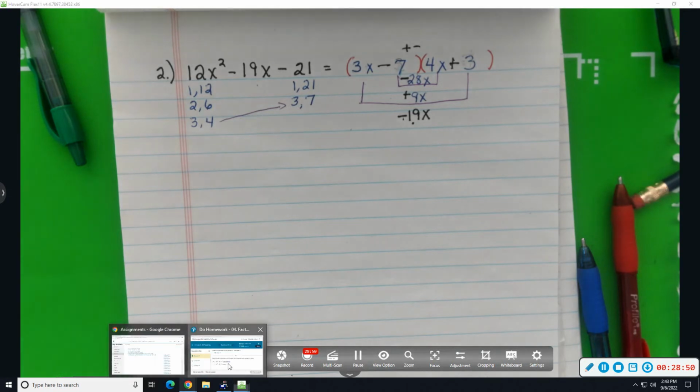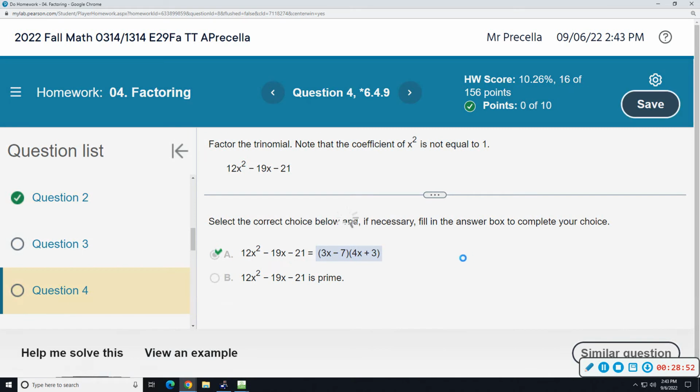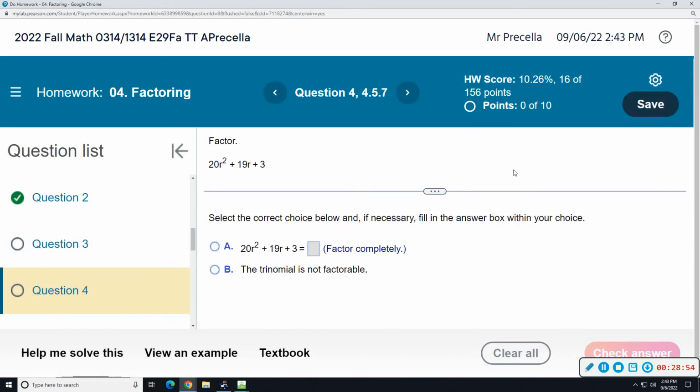How about number 4? Let's do problem 4. We should have mentioned this also. If you're comfortable with factoring, you have your own method you use to factor and reverse FOIL, what have you, then don't even listen to this. Just use the method that you're comfortable using for factoring. 20r squared plus 19r plus 3.